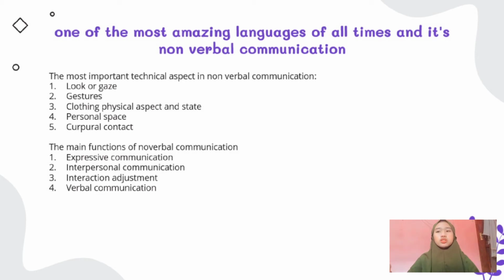Four is personal space. Personal space is, the closer you get to the other person, the less personal space people have. And the look on a Northern European's face when Italian males hug is just priceless. Five is corporal contact. It is the most basic type of nonverbal communication. It is when the distance between people is abolished.